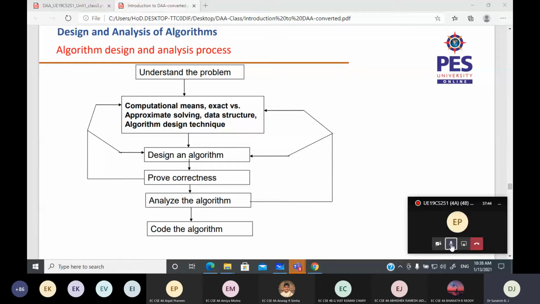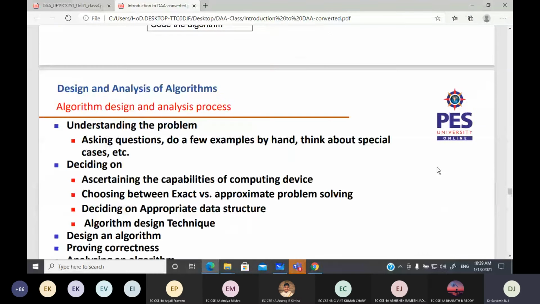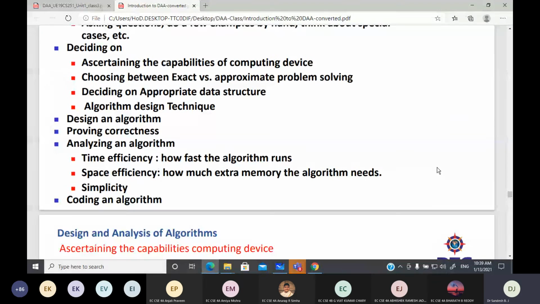Once you understand the problem statement properly, there are certain other steps you need to do. You need to look at the computational means. You need to ascertain the capabilities of the computing device for which you are writing an algorithm. So when you are writing an algorithm, the capability of the computer system for which the algorithm is intended has to be considered.